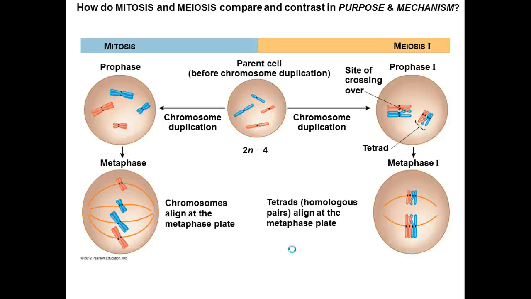Okay, so let's compare mitosis and meiosis. Again, think of the purpose and mechanism. In mitosis, key differences are in prophase. Notice you see a dyad, 2 sister chromatids per chromosome. In meiosis, you see homologous pairs, you see a tetrad. In metaphase, chromosomes line up. In metaphase of meiosis, homologous pairs line up. Okay, so chromosome number is key. In mitosis, it's a clone, same number of chromosomes, and in meiosis, you're cutting the chromosome number in half.